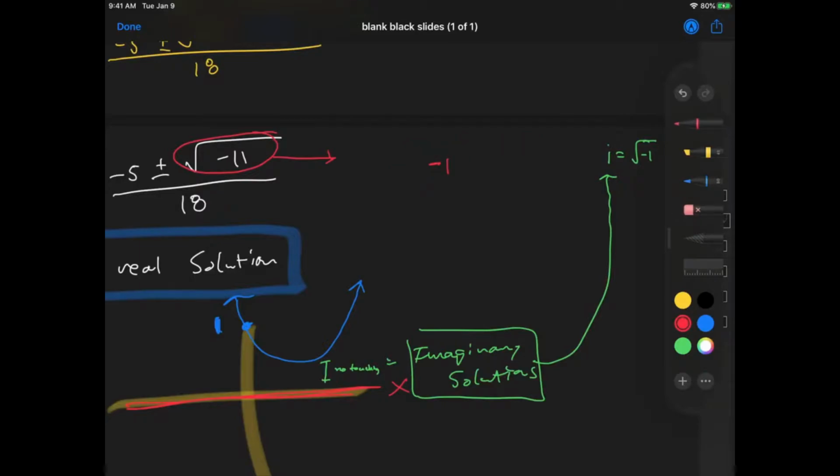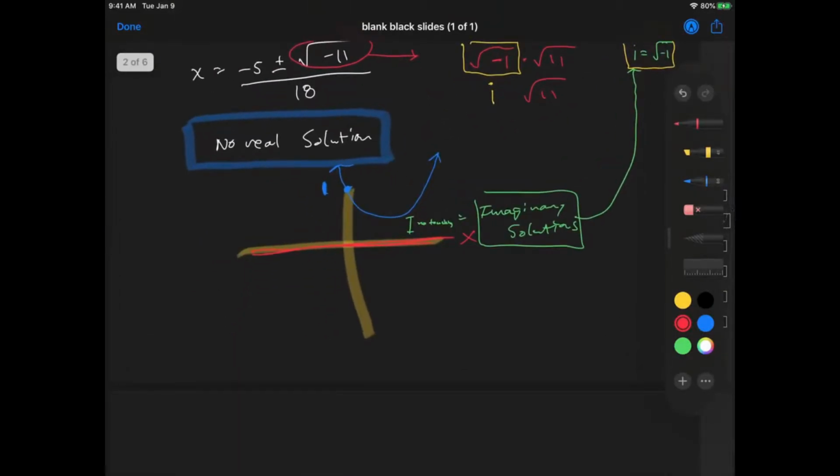Let's try that again. So I have the square root of -1 times the square root of 11. Okay, and then we just apply this information that we just said. i equals the square root of -1. So we're doing a substitution here. The square root of -1 is i, and you have this radical 11 still there.